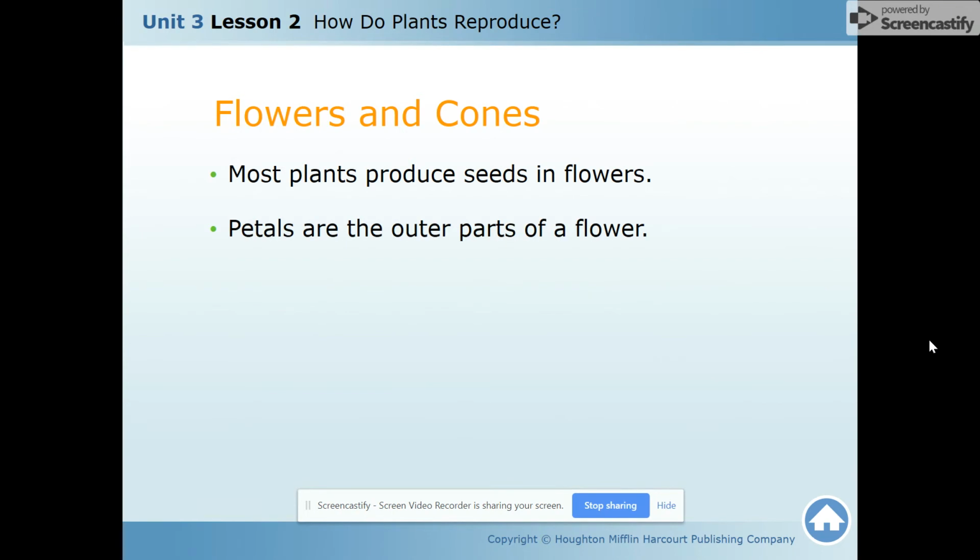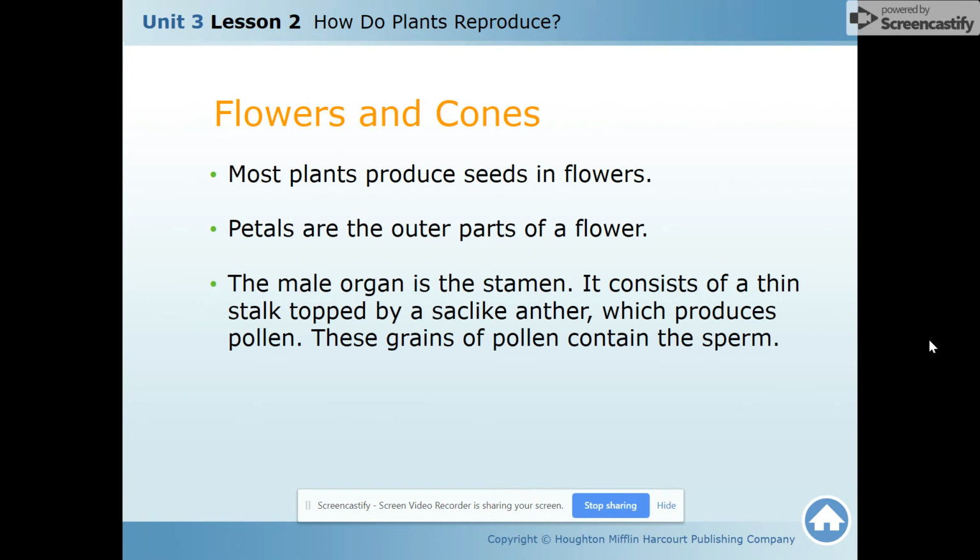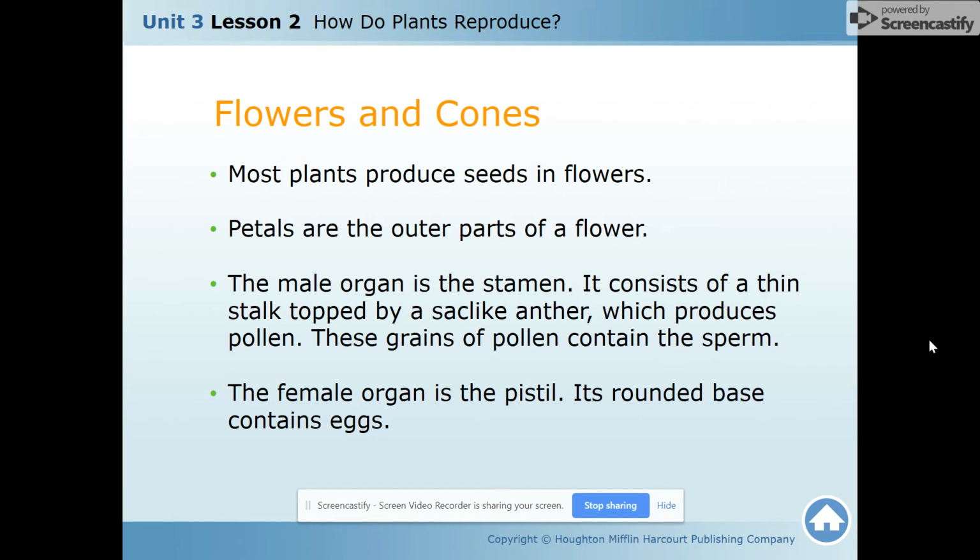Petals are the outer part of the flower. The male organ is the stamen. It consists of a thin stalk topped by a sac-like anther, which produces pollen. These grains of pollen contain the sperm. The female organ is the pistil. Its rounded base contains eggs. Many flowers have both anthers and a pistil.